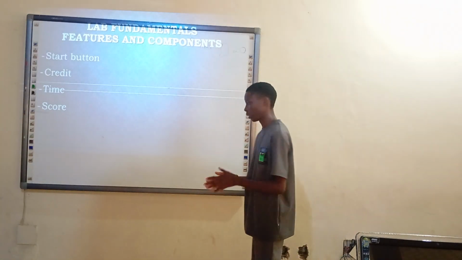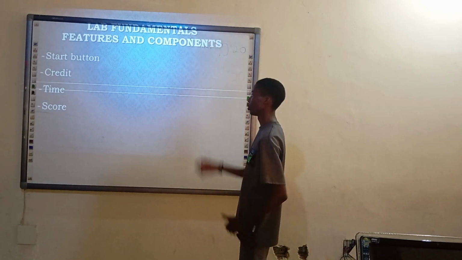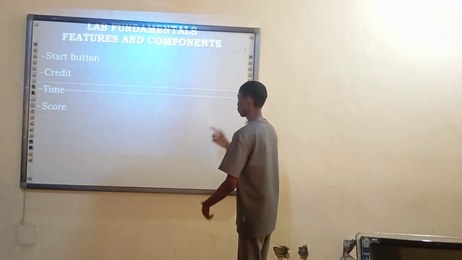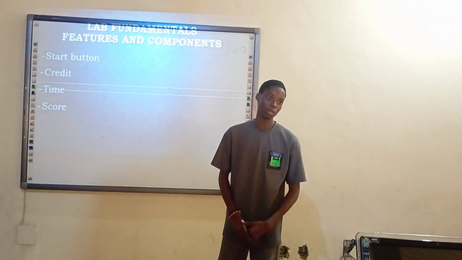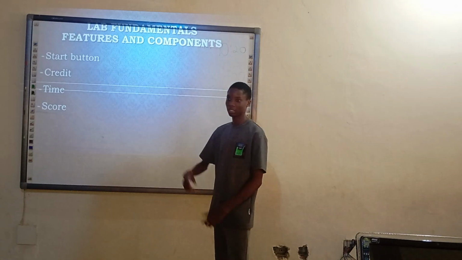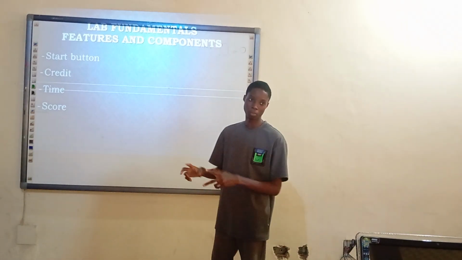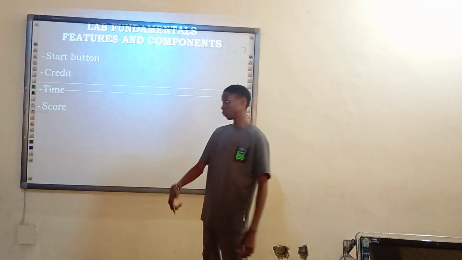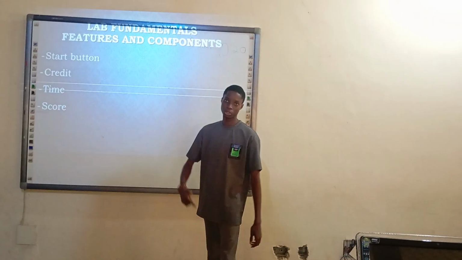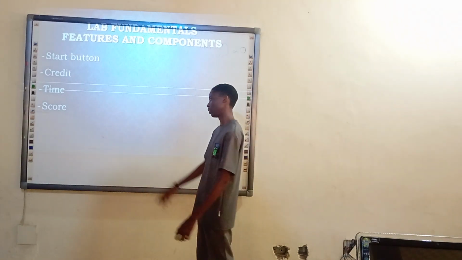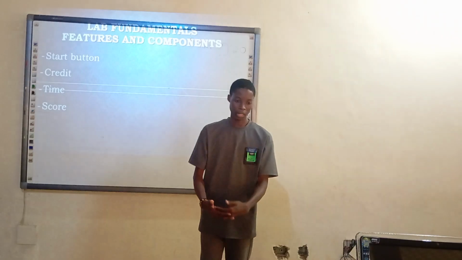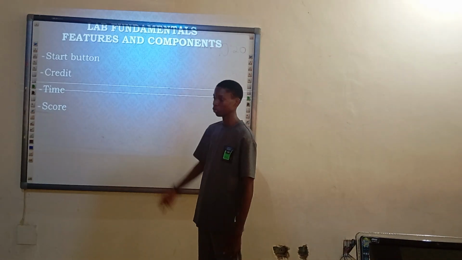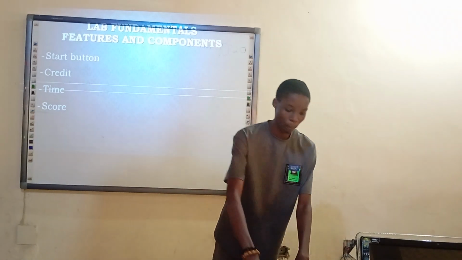Now the lab fundamentals, features, and components. In your lab, the main features are the start button, credit, time, and score. The start button initializes your temporary lab. The credit is the cost for the lab. Some labs require payment, some are free. The time is the amount of time allocated to you to finish the lab, after which it will be closed and your data in the lab will be deleted. And the score is more like activity tracking. It keeps a record of everything you've done and gives you a score based on your work.